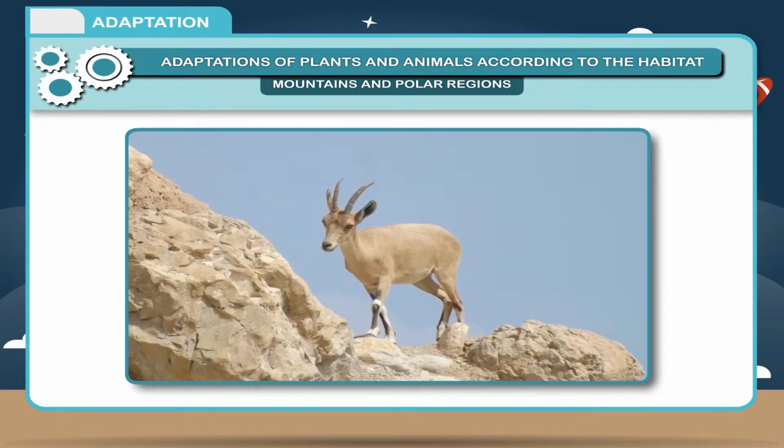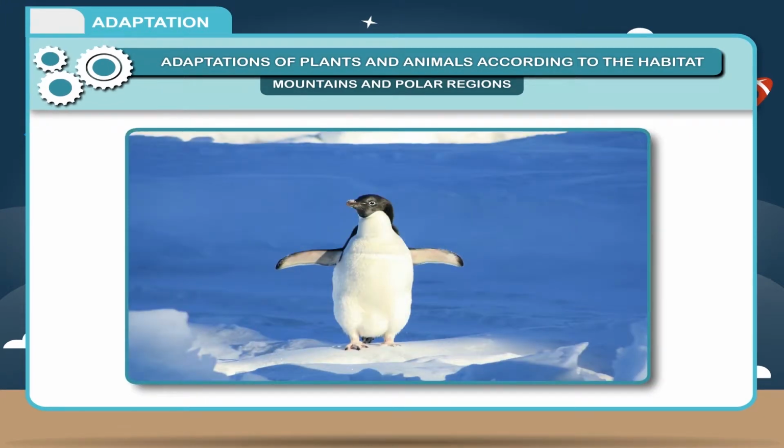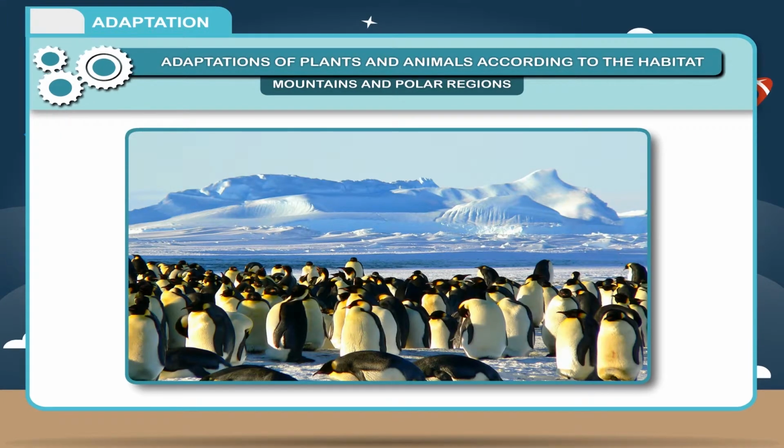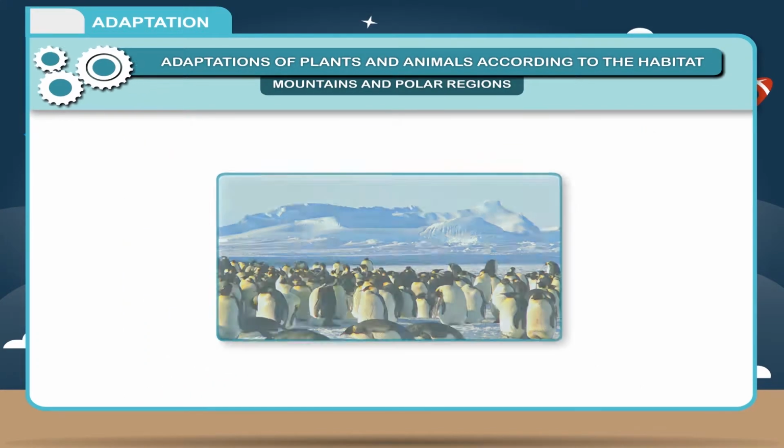The mountain goat has strong hooves for running up the rocky slopes of the mountains. The penguins in Antarctica have a layer of oily waterproof feathers and a thick layer of fat under the skin that regulates the body temperature. Penguins have a habit of staying together in groups to keep themselves warm.